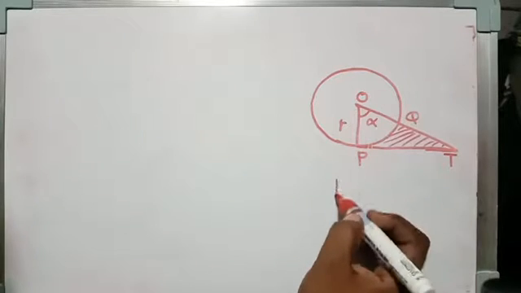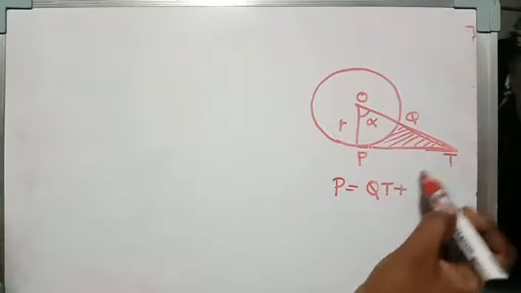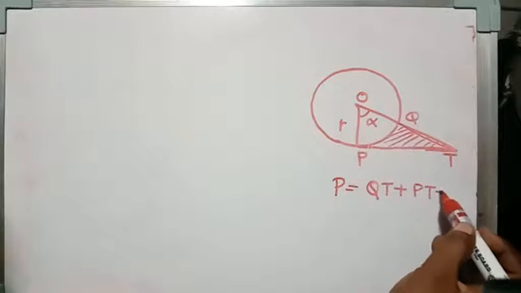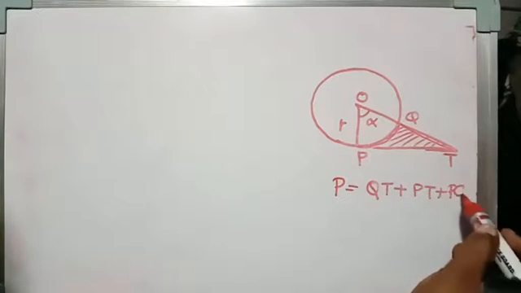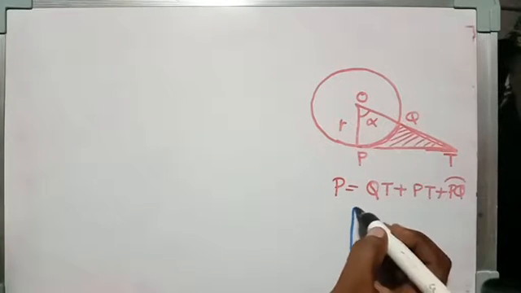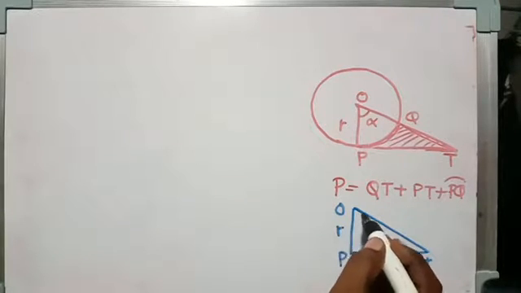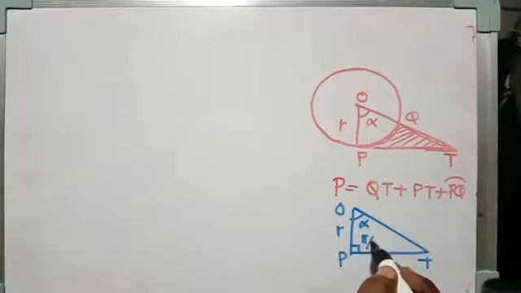So the perimeter of the shaded region is the length QT plus the length PT plus the arc length PQ. That is the perimeter of the shaded region, so we need to calculate each of these lengths. For that, let us consider the triangle OPT. I'm taking OPT separately, with this side R, this angle alpha, and this angle pi by 2, that is 90 degrees. As it's a right triangle, the work is a bit simple for us.